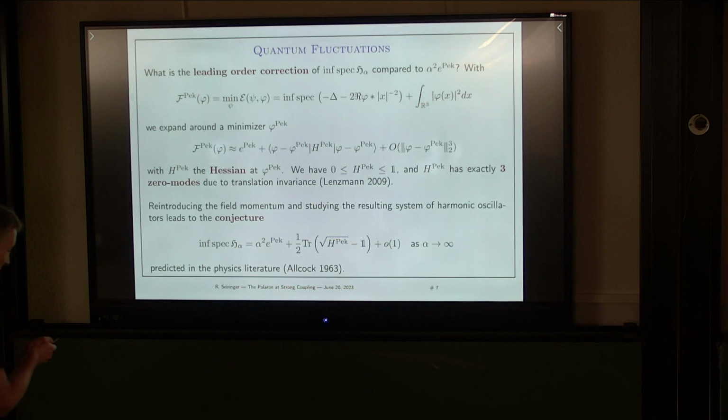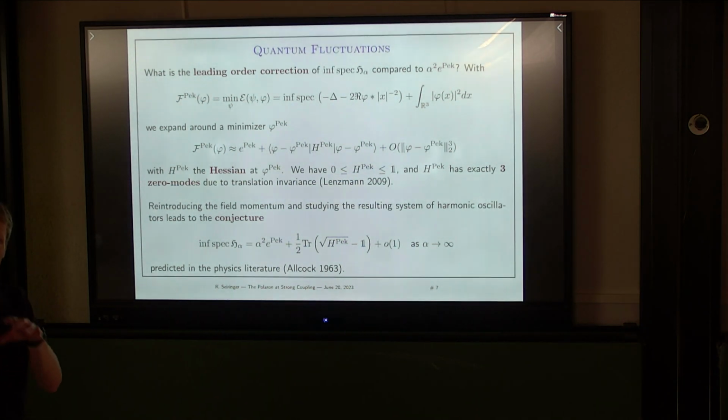To quantify this, it turns out that we have to go back to the Pekar functional of the field, because it's actually the fluctuations of the field that will be important. Effectively, what happens is that at large coupling, there's a separation of scales.